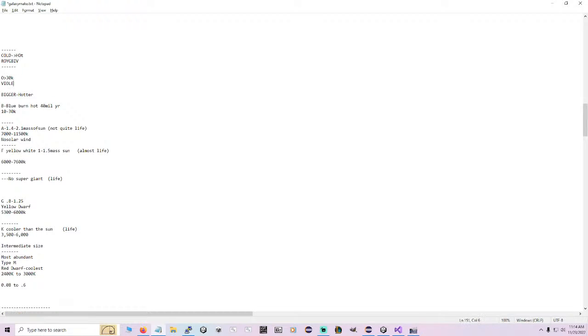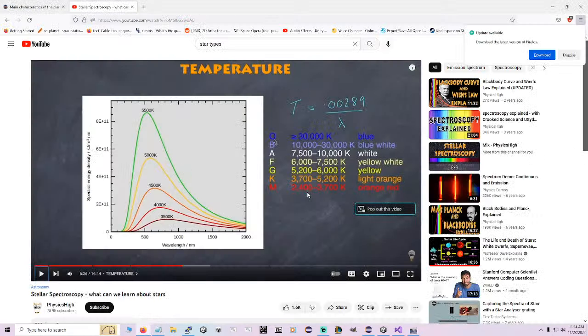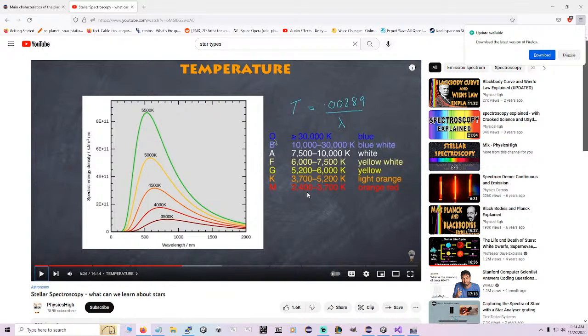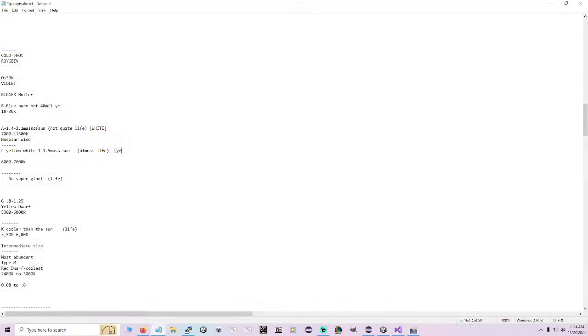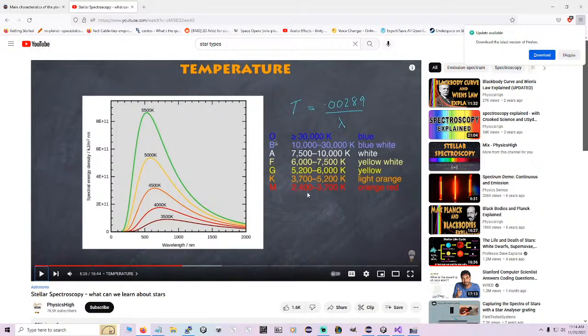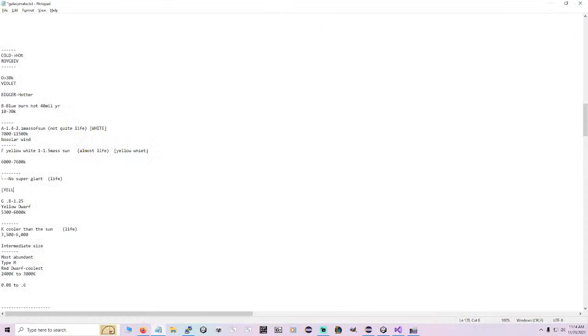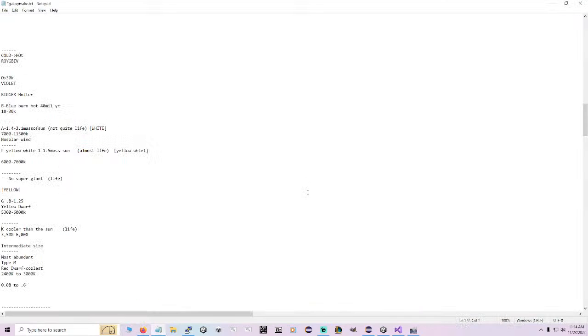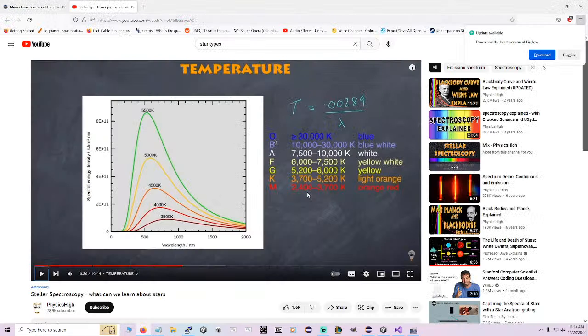So, O is violet. And blue is B. B for blue. A for white. And then we got yellow white. That's really weird. And then it's a yellow dwarf. It's a G. It's just yellow. I already had yellow white. Look at this, we're getting some redundant information. K is light orange. And then M is a red dwarf. Bingo bango, our information is now compiling.